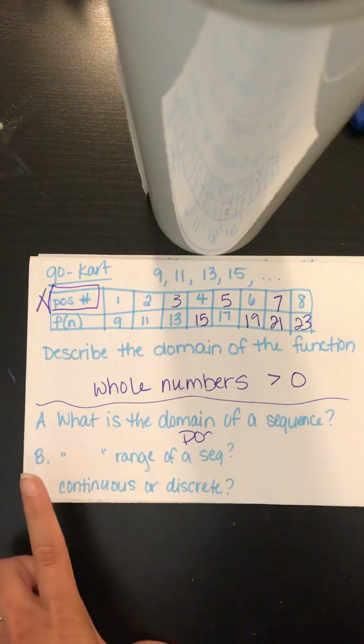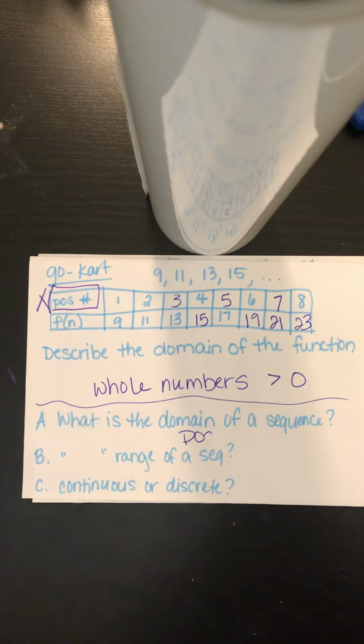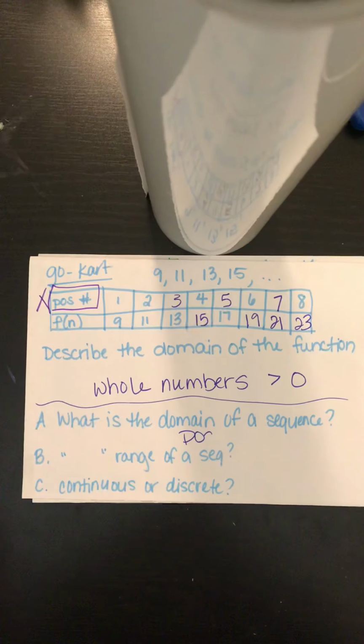Okay, let's look at the next one. It says sequences and functions. Each term in a sequence is associated with a position number. Since each position number is associated with exactly one term, sequences can be written as functions. Keeping in mind, to be a function, for every domain there has to be exactly one range. That's what makes it a function.